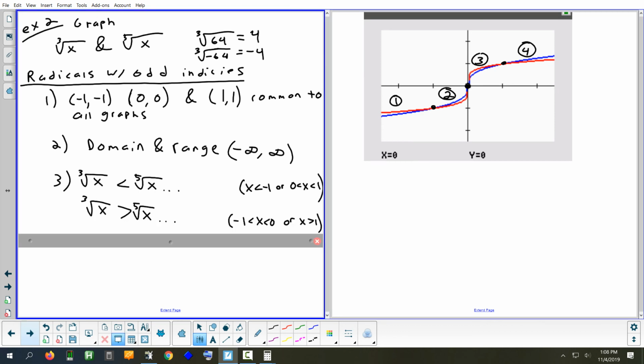In the section that's between -1 and 0, which is 2, and greater than 1, which is 4, the higher the root, the lower it is. Okay. So it's a little hard to remember, but you really don't need to memorize it, because if you ever don't remember, just graph it on your calculator and look. Look at the 3rd root, look at the 5th root, and look for the pattern.